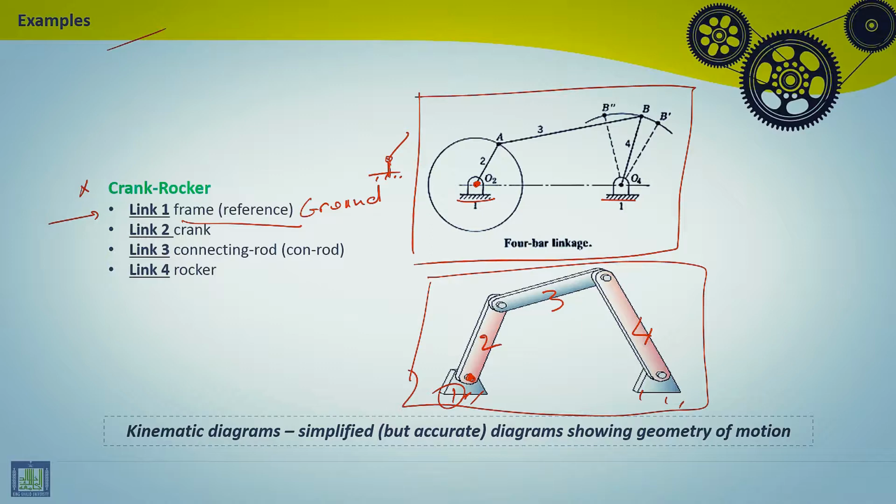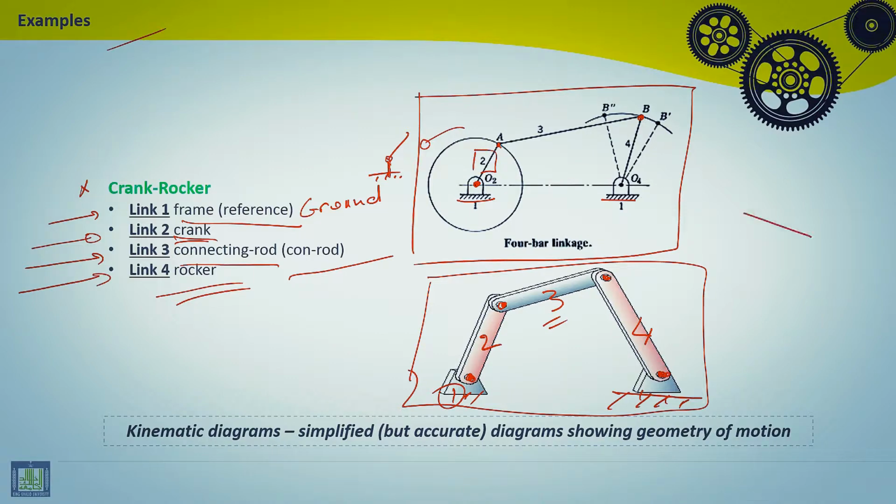Okay, link number 2 is called the crank. Here we have the input rotation. Link number 2 is joined with link number 3, also with a revolute. Link number 3, called the connecting rod, is also joined with link number 4 with a revolute. Okay, link number 4 is the rocker. Also, it is joined with link number 1, the ground, with a revolute.